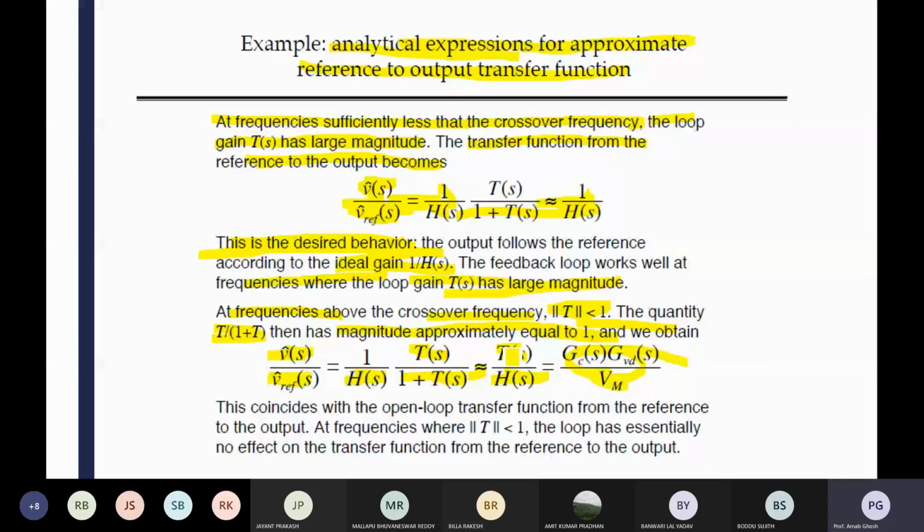So that is the value. Finally you will get this, which coincides with the open loop transfer function from the reference to the output. At frequencies where mod T is less than 1, the loop has essentially no effect on the transfer function from the reference to the output. So there is no effect on the sensor gain.